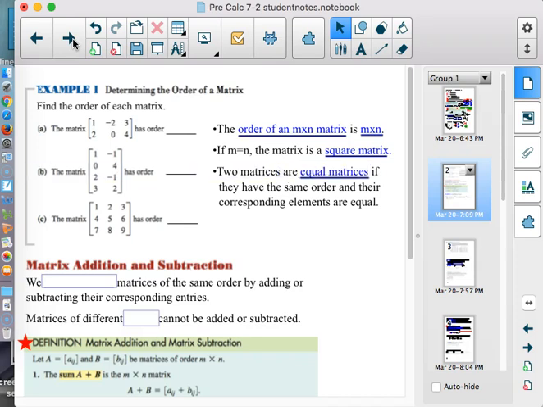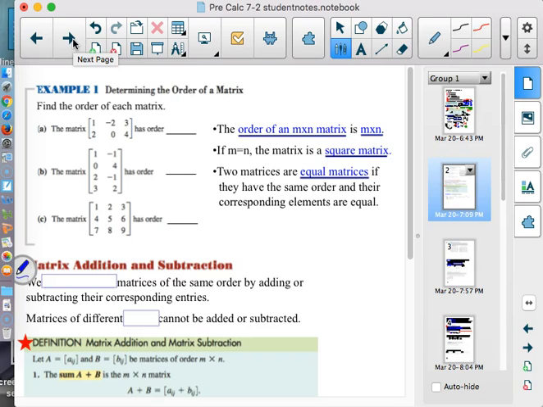Two matrices are equal matrices if they have the exact same order and their corresponding elements are equal. So not only are they the same size, and that's what the order really means, they also have the exact same elements in the exact same positions.